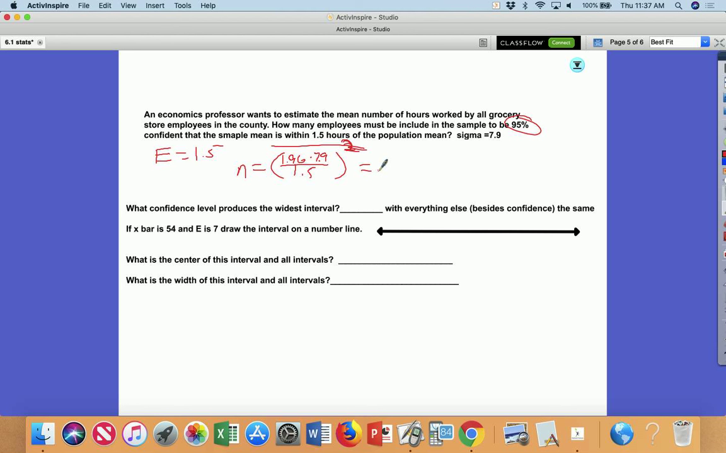If I told you the answer was 106.5, what would you say? You can't survey a half. You can't have a half person. So you got to round up to 107. So this formula really has two parts. You got to calculate this value and then round up. Can't have a fraction of a person in your sample.